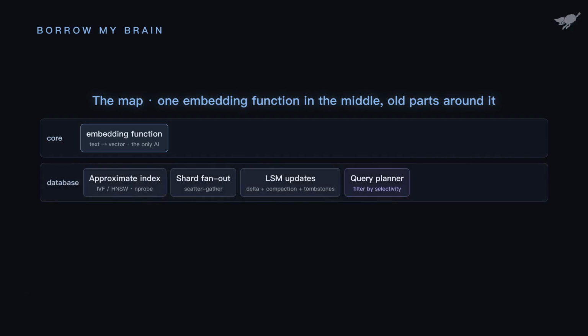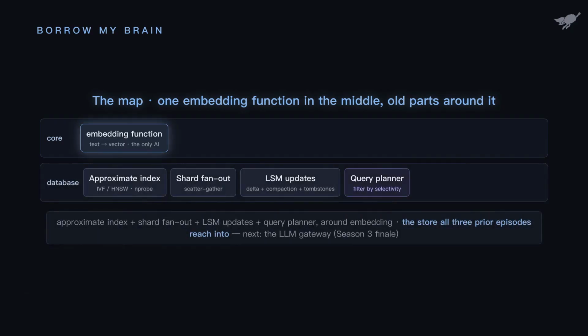Let's wrap up. The vector search machine has that embedding function right at its center, and ringed around it are 4 old parts: approximate indexing, shard fan-out, LSM updates, and query planning. It's the very store the last 3 episodes were all reaching for.